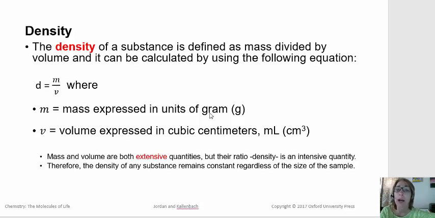So M will have units of grams. That's what we use to measure mass. And volume can have either units of centimeters cubed, sometimes expressed as cc in the medical field, or milliliters. And a milliliter is actually equal to a centimeter cubed.